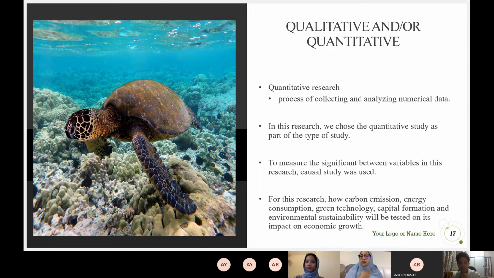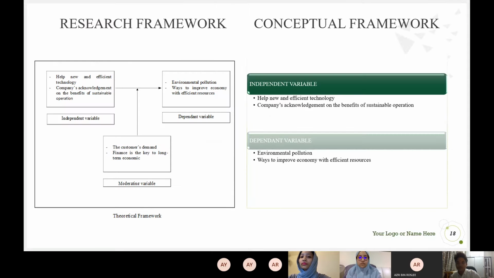In this research, a causal study was used. It is used to identify whether a change in a variable could influence other variables. In this research, how carbon emission, energy consumption, green technology, capital formation, and environmental sustainability will be tested on its impact on economic growth. In addition, a causal study can analyze the cause and effect of variables. For example, if type A adjusts, type B will also follow type A. Next.